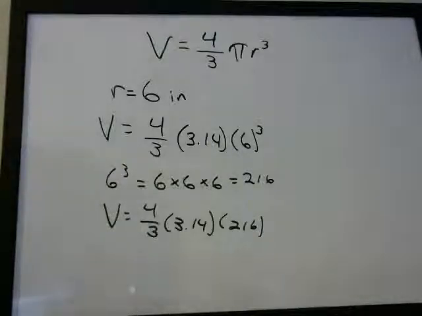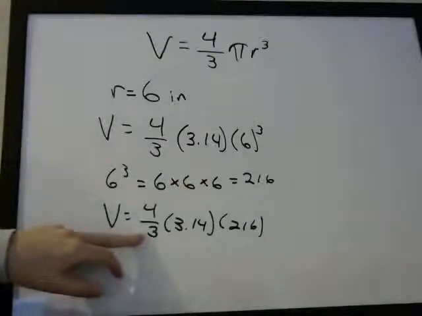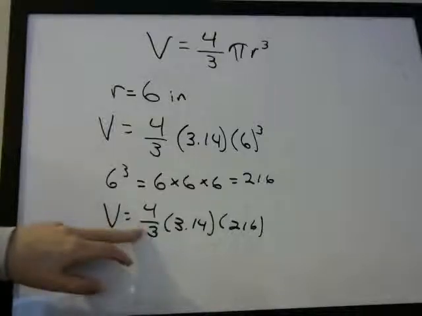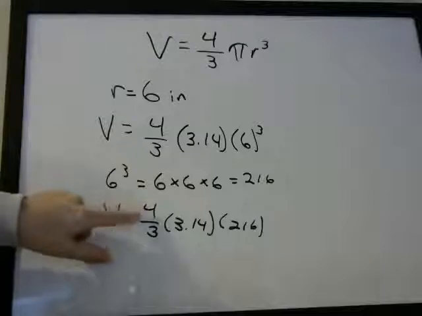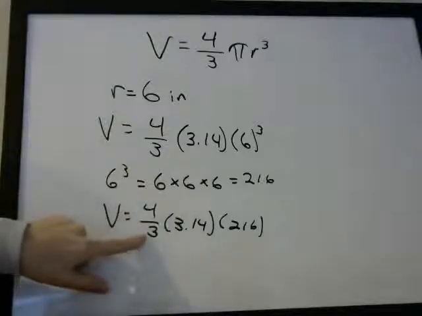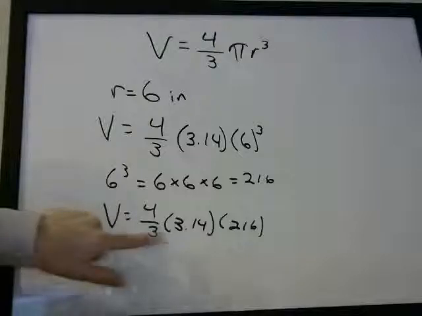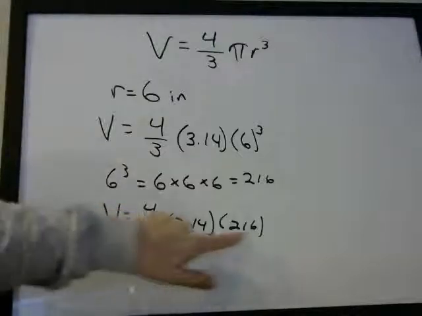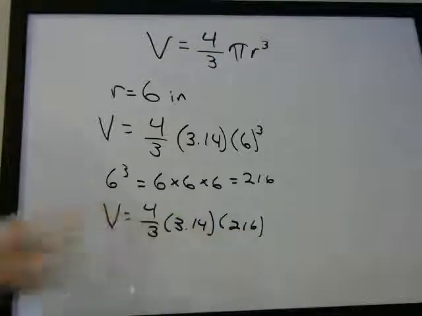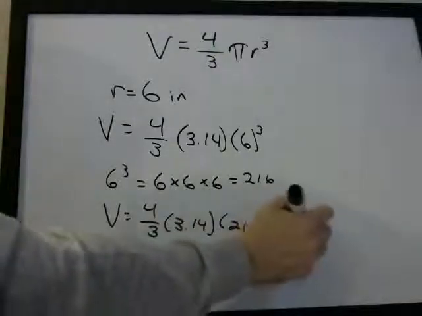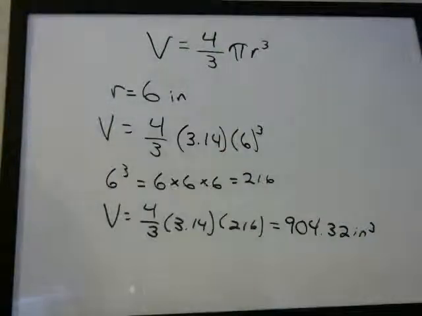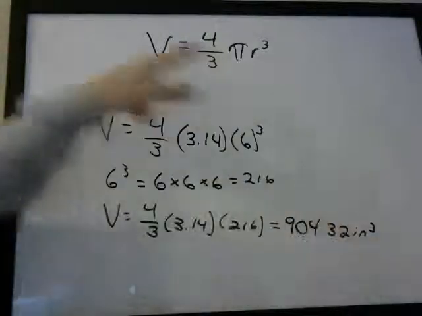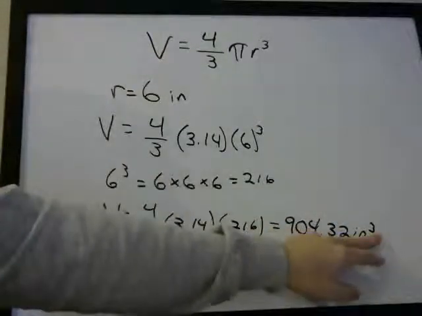Now you just plug this in your calculator. How are you going to plug 4/3 into your calculator? Remember, this is a fraction. It's just a division. So it's 4 divided by 3. You read it from top to bottom. Don't do 3 divided by 4. You go from top to bottom. 4 divided by 3. Plug that in your calculator. 4 divided by 3 times 3.14 times 216. If you put that in your calculator, you're going to get 904.32 inches cubed.